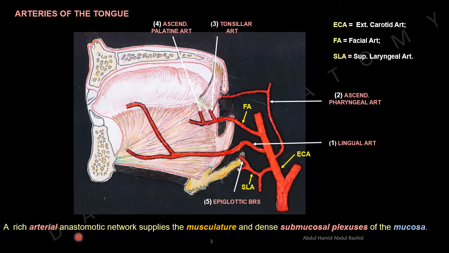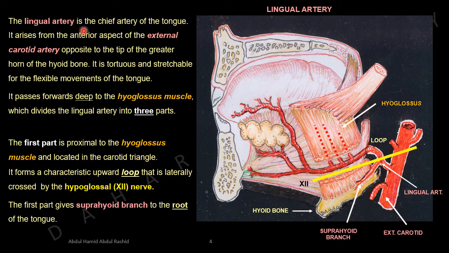A rich arterial anastomotic network supplies the musculature and dense submucosal plexus of the mucosa of the tongue. The first artery is the lingual artery. Let's see the diagram first. This is the external carotid artery. This is the hyoid bone, the body of the hyoid. This is the greater horn of the hyoid. And this is the hyoglossus muscle, which is partly open so that we can see the structures going deep to it.